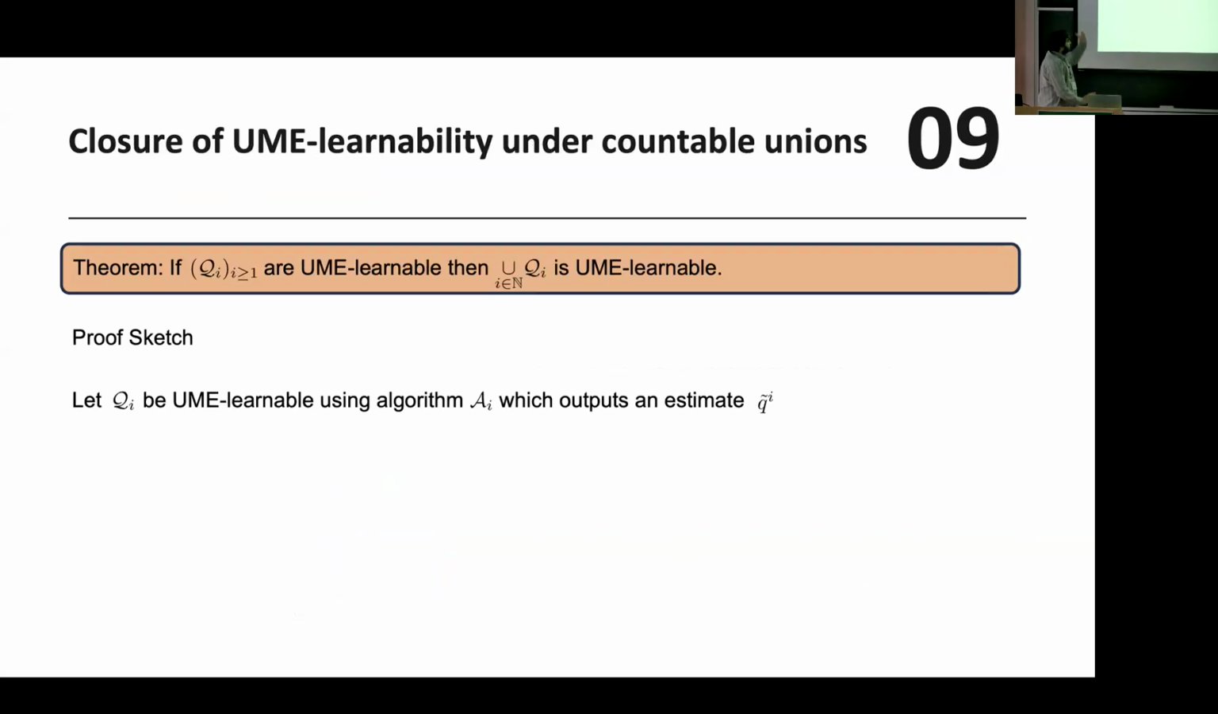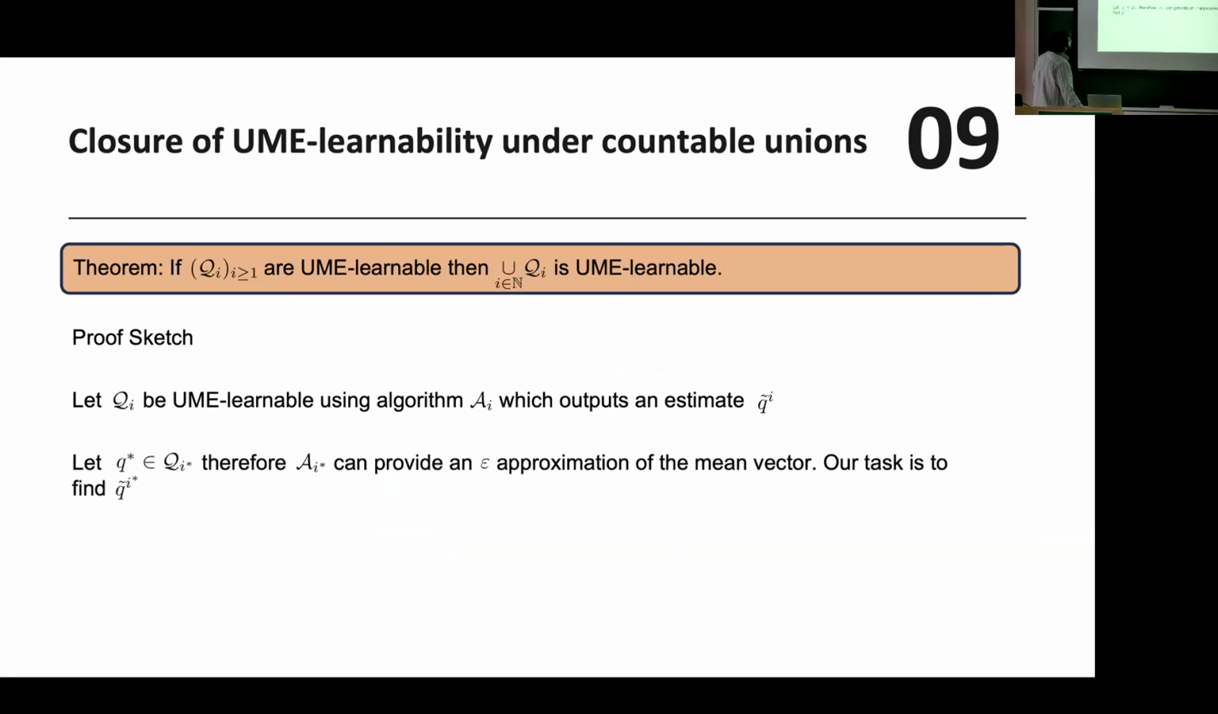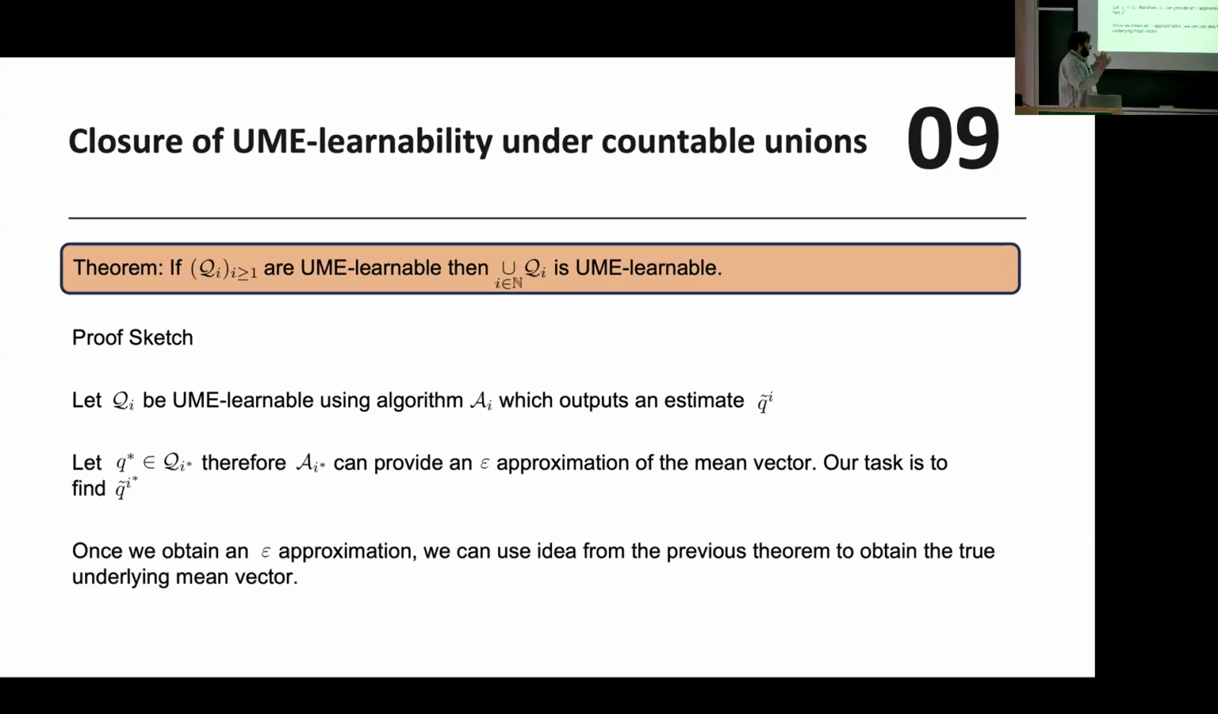We also show that UME learnability is closed under countable unions. So let Qi be learnable by Ai using some estimator Q tilde i. Let Q star be the true underlying mean. It belongs to some Qi star and it is learnable by some Q tilde i star. So our idea is similar to what we had done earlier. We find an epsilon approximation and then we combine those epsilon approximations to find the true mean vector.